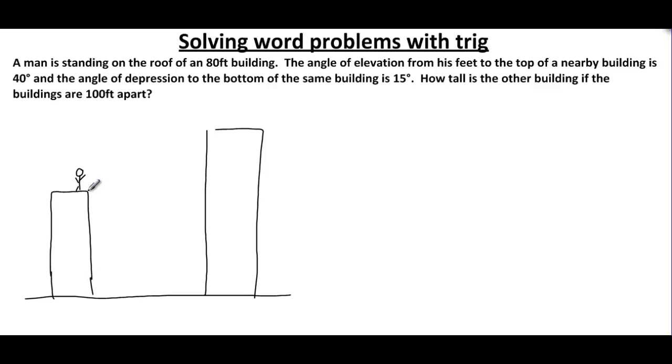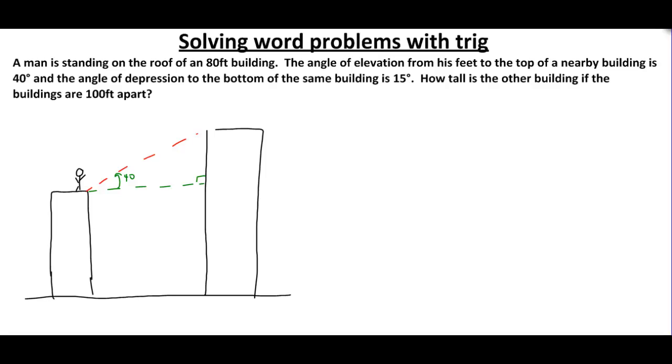So I know from his feet, so we'll pretend like his feet are right here, that if I take the angle of elevation up to the top, I get 40 degrees. But remember, angle of elevation has to come from some horizontal line. And there isn't a horizontal line here because he's not on the ground. So what I'm going to do is draw in the horizontal. So that means that this angle here is 40 degrees, which means it'd be perpendicular if I draw that line straight across. So now here's a right angle.